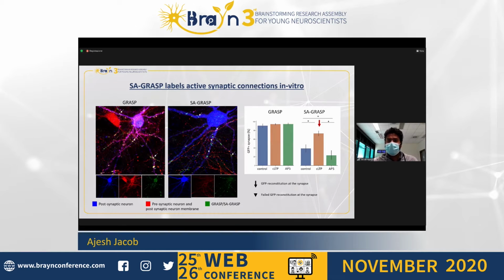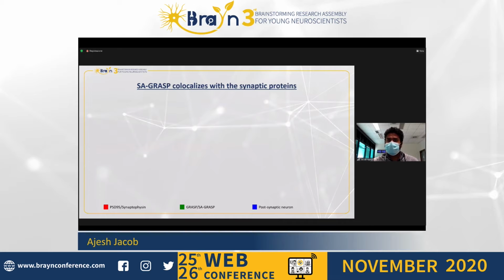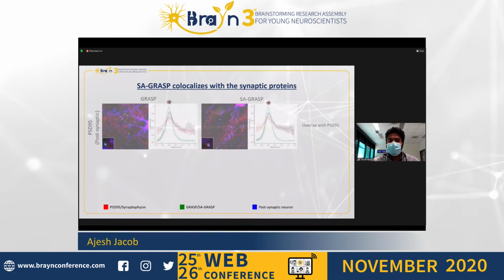Then we modulated the activity in the cultures. As in the case of normal GRASP, there was no significant difference between groups for the GFP positive synapses. But in the case of synaptic GRASP, with LTP induced in the cultures, we could see an increase in GFP positive synapses. And the number of GFP positive synapses was reduced when we inhibited the potentiation using the NMDA blocker AP5.